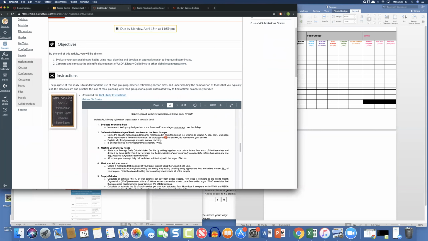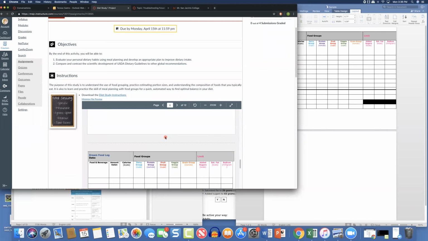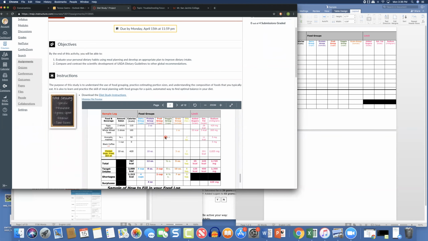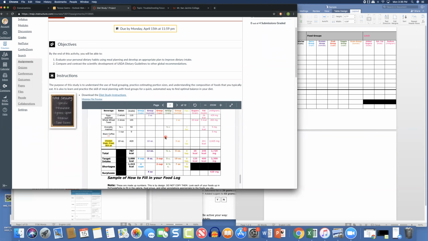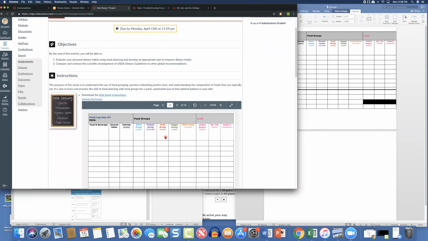Hopefully you've already started all of this. It's going to be difficult to do in one day if you haven't. And then it has all of your logs for you to fill out, as well as I provided a sample food log for you so you can get a feel for how that should be filled in.